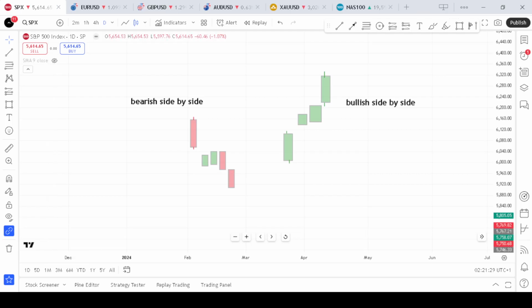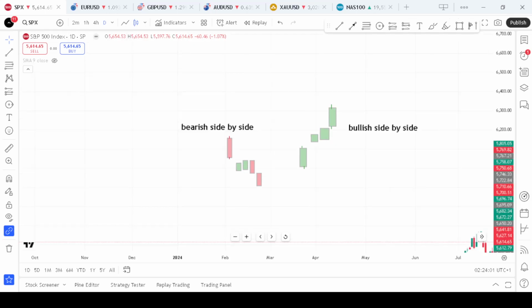We start by understanding what the side-by-side candlestick pattern is. The side-by-side candlestick pattern is a three-candle formation that signals a continuation of the current market trend. It appears in both the bullish and bearish trend, providing valuable insights for traders. How do we spot the bullish side-by-side?